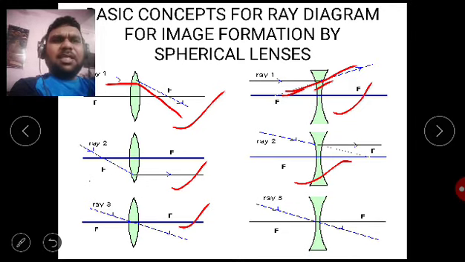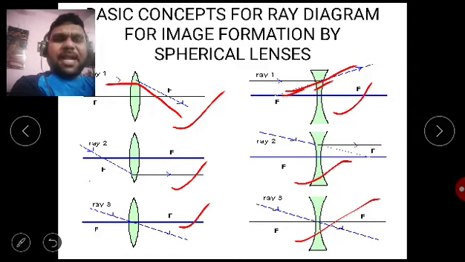And third case, when the ray of light is passing through the optical center. Optical center is the central point of a lens. When the ray of light is passing through the optical center, what will happen? It will pass through unobstructed. It will not undergo any sort of deviation. So these are the 3 plus 3, 6 cases, 3 for the convex lens and 3 for the concave lens.